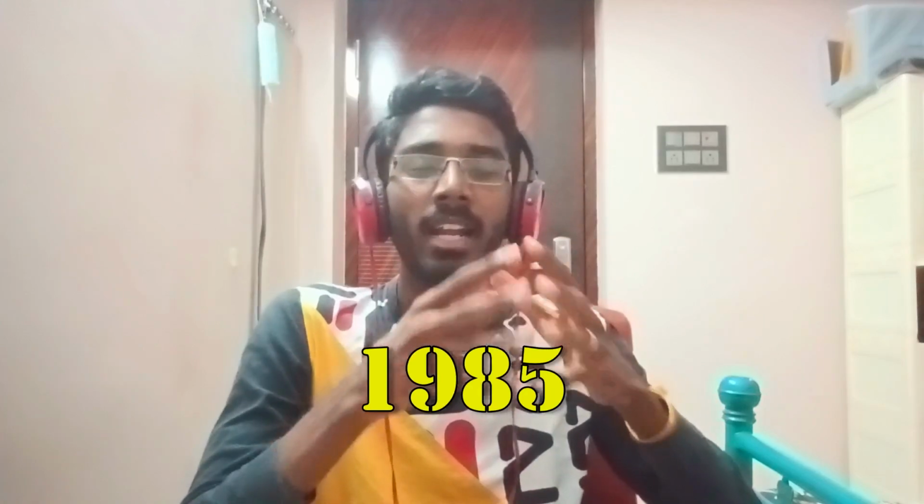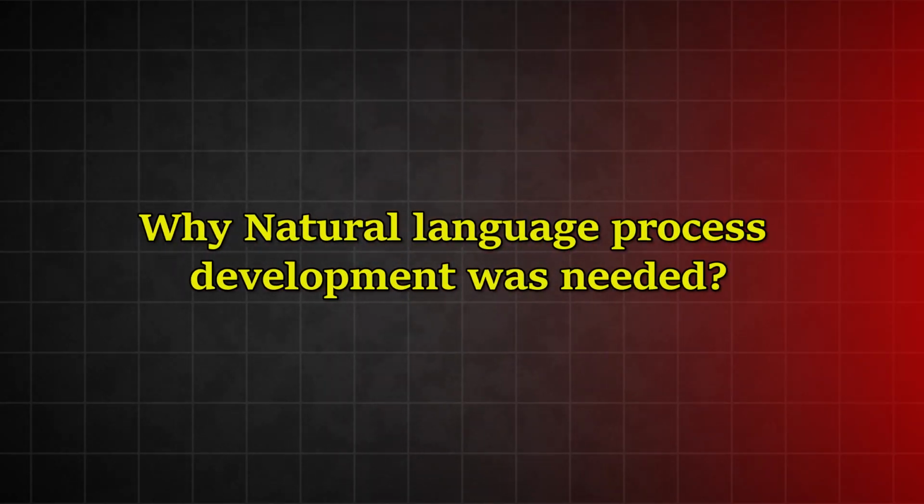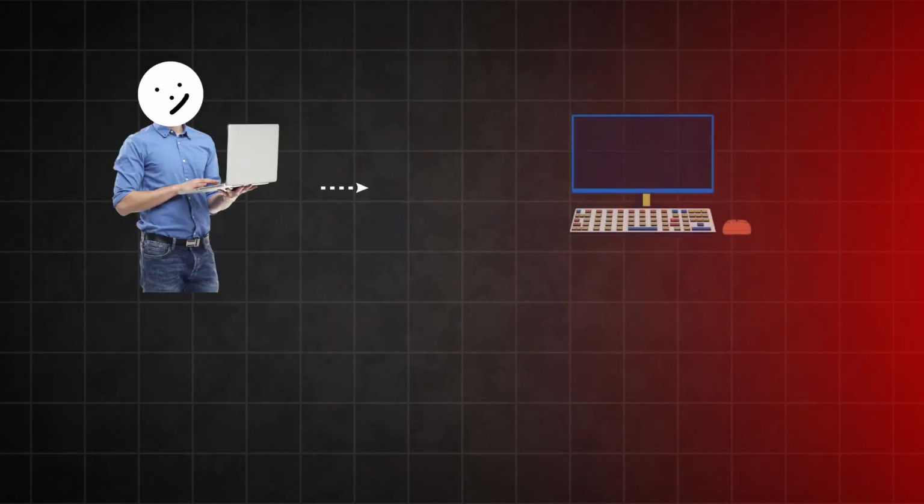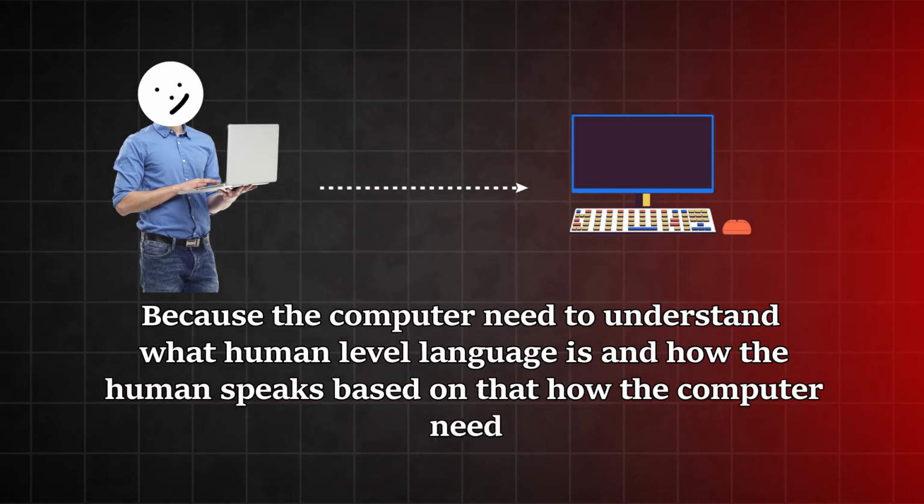The next topic we are going to talk about is natural language processing in the year 1985. In 1985, researchers focused on natural language processing development. Why is it needed? Because the computer needs to understand human language, how humans speak, and how to respond to it. That's why natural language processing is needed for computers, and the researchers focused on it.